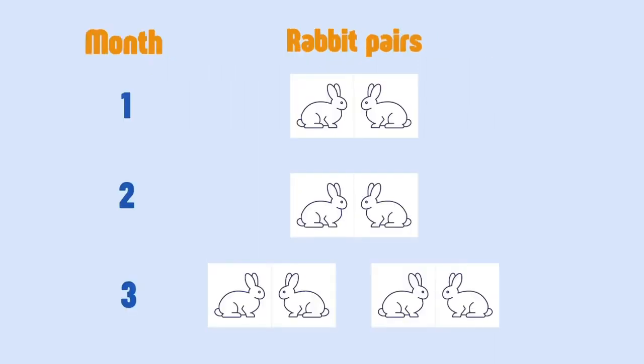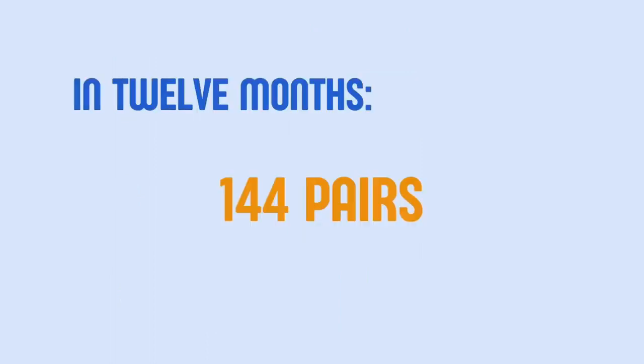Imagine you have a pair of rabbits, one male and one female. Starting from the second month, every female reproduces a new pair of rabbits each month. How many rabbits will they produce after 1 year? Well, we notice each month the number of pairs is equal to the sum of the pairs in the 2 previous months. Therefore, in 12 months, you get 144 pairs.